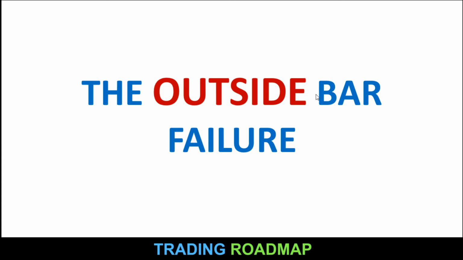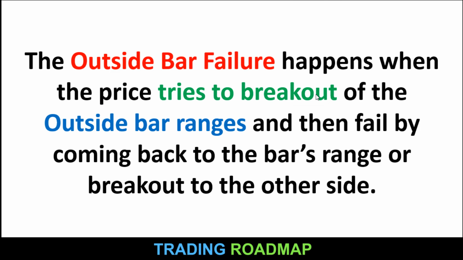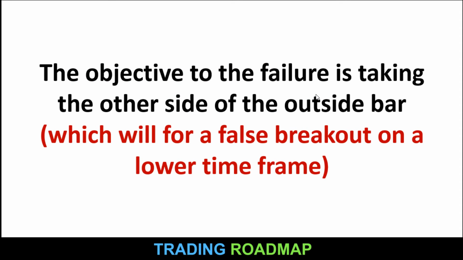And I know many traders talk about the inside bar failure, but they don't talk about the outside bar failure. We have the outside bar failure also. So the outside bar failure happens when the price tries to break out of the outside bar range and then fails by coming back to the bar's range or breaks out to the other side. And the objective of the failure is taking the other side of the outside bar.